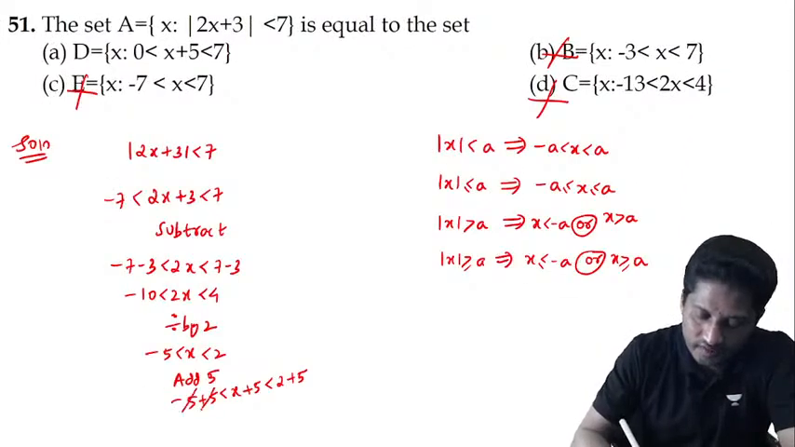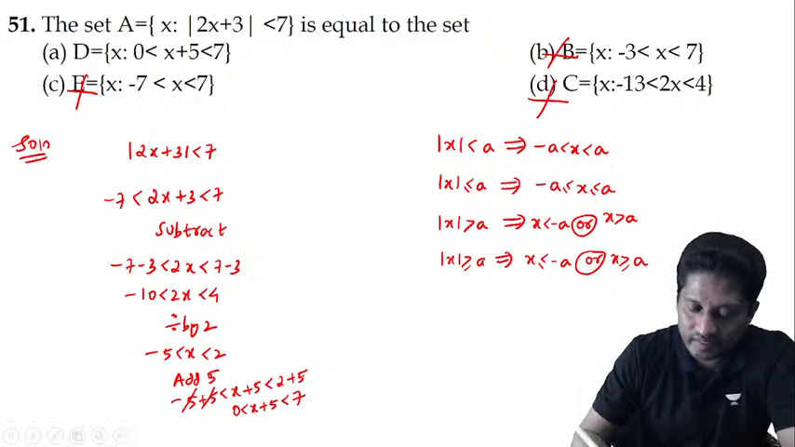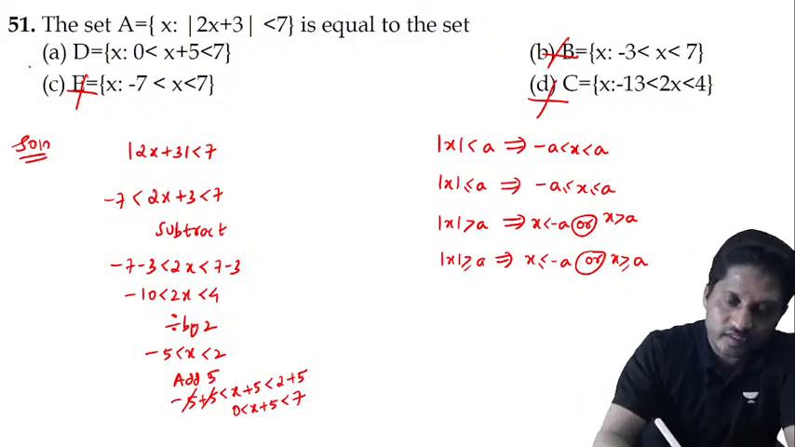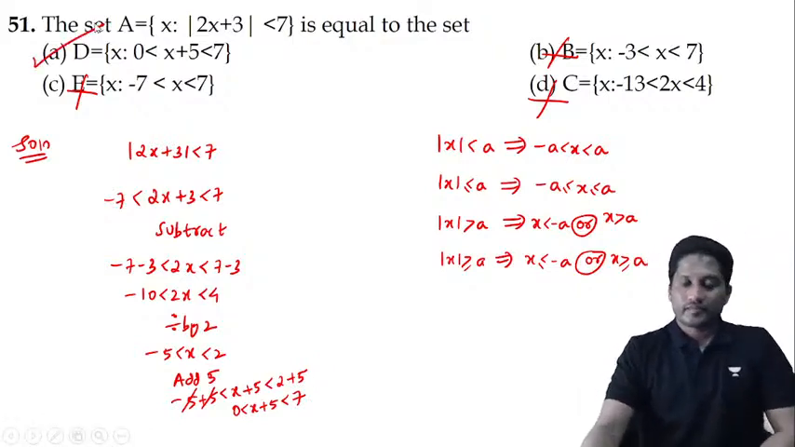Okay, this will cancel. 0 is less than x plus 5 is less than 7. So x plus 5 lies between 0 and 7. Answer should be option A.